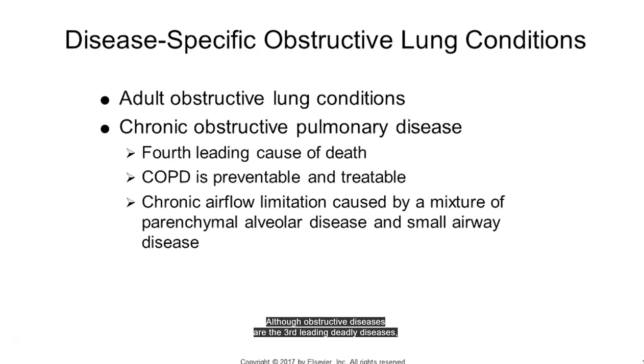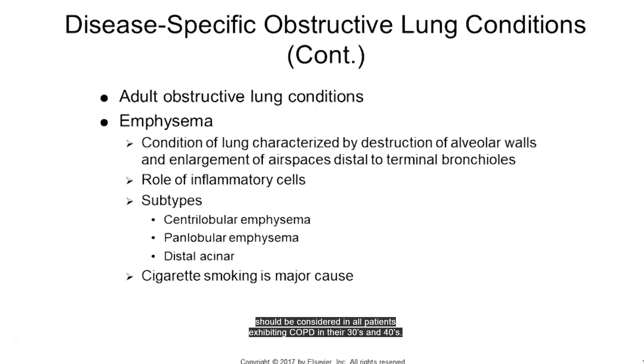Although obstructive diseases are the 3rd leading deadly disease, they are the 4th cause of death, right behind cardiovascular diseases, cancers, and accidents. The main preventable cause of COPD is cigarette smoking. Other causes, such as inhalation of certain chemicals, air pollution, and occupational dust may also play a role. Genetics, in the form of alpha-1 antitrypsin deficiency, affects surfactant production and integrity of the alveolar sac, leading to early onset emphysema, and should be considered in all patients exhibiting COPD in their 30s and 40s.